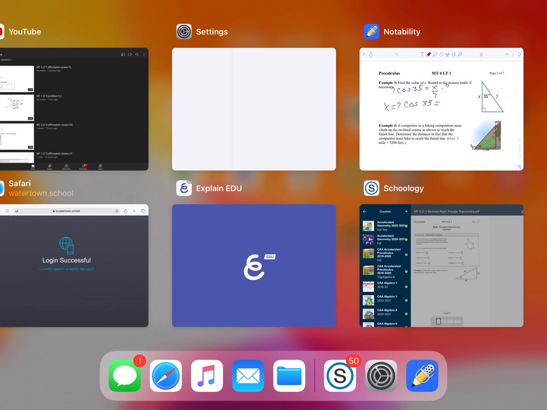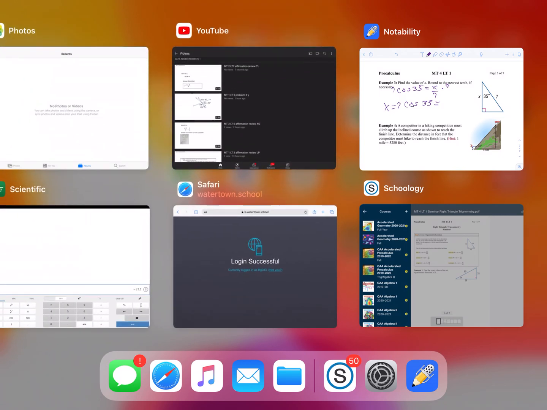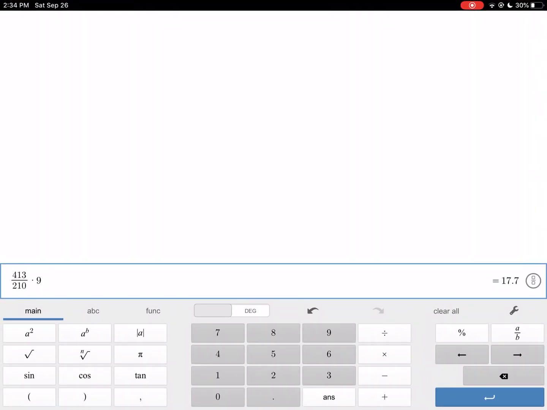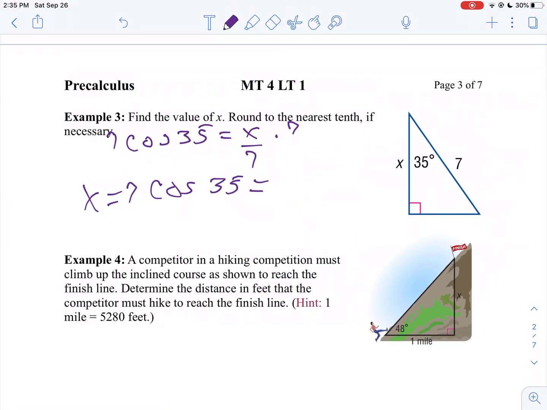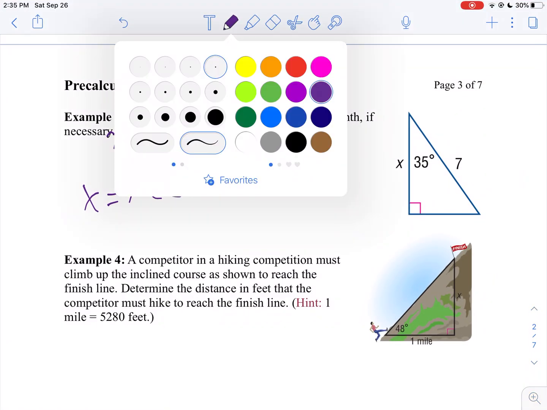I think I'm just going to use the scientific calculator on this one, provided I can find it. There it is. You're in degree mode because of the degree, so it takes 7 times, clear all, 7 times the cosine of 35 degrees. We get 5.7 if we round it to the nearest tenth. And that's what we're supposed to do.